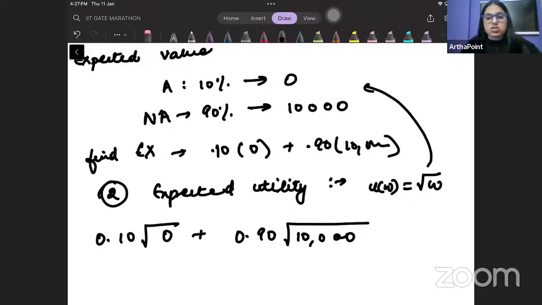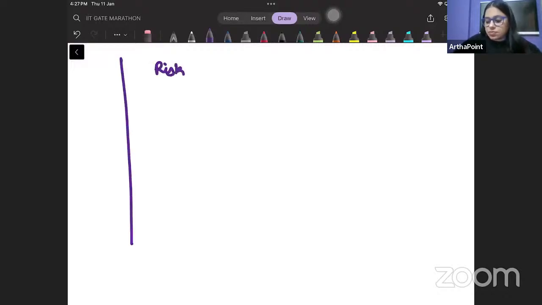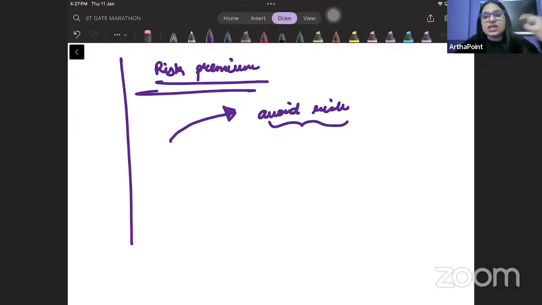Now, post this, if you remember, we did a concept of risk premium. And हमने ये बोला था कि risk premium is that amount which a consumer is willing to give in order to avoid risk. जो पैसा वो risk से बचने के लिए देना चाहता है, the amount he is willing to give in order to avoid risk, that is called as risk premium.